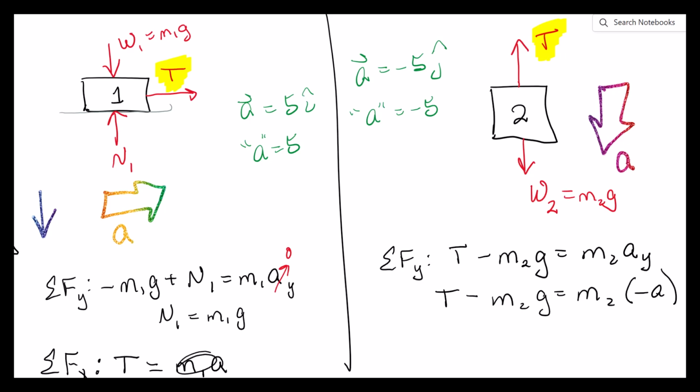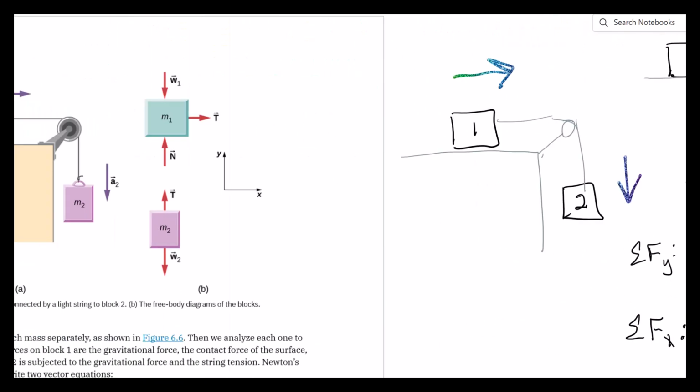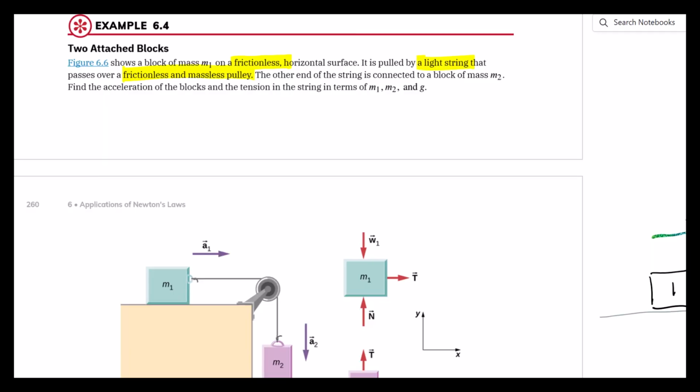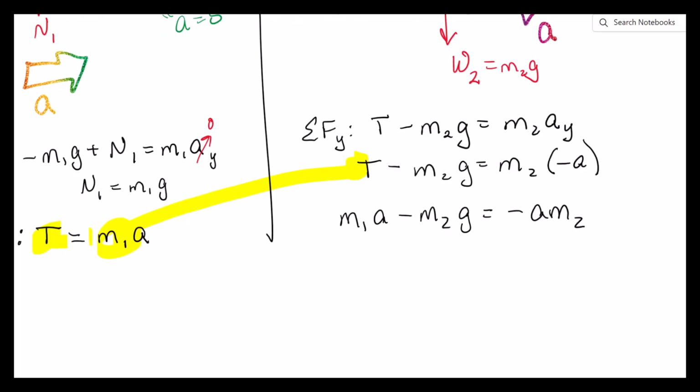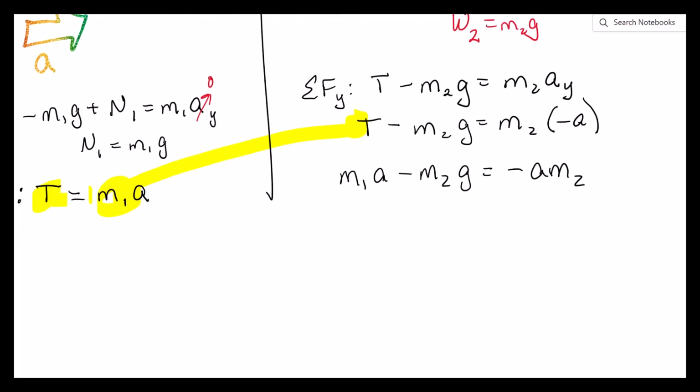Then I can take this and plug it in here. So m1a minus m2g equals minus a m2. Wait, what was I even supposed to get? I don't even remember anymore. That's the problem with these things. Oh, find the acceleration of the blocks and the tension. Well, I already got the tension. Well, hold on. Acceleration times m1 plus m2, a equals, yeah.